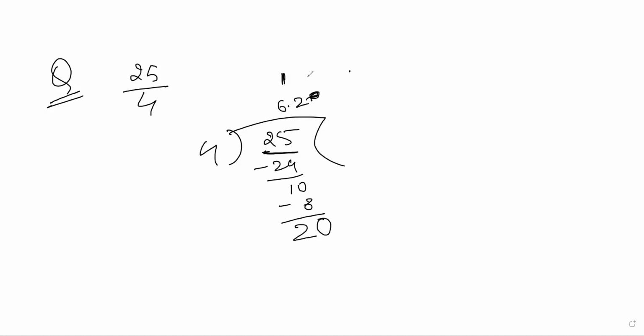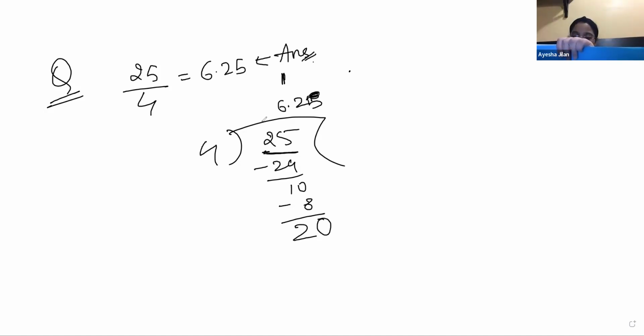You write, don't tell me. Write it in your notebook. Show me your notebook now. So what is your final answer? 6.25. Where will you write it? There only, or will you write it somewhere like this? Write it as your final answer. Write it and show me your notebook again.